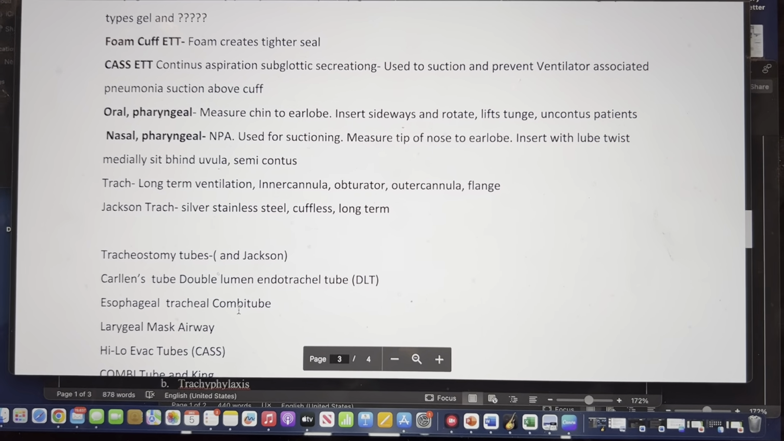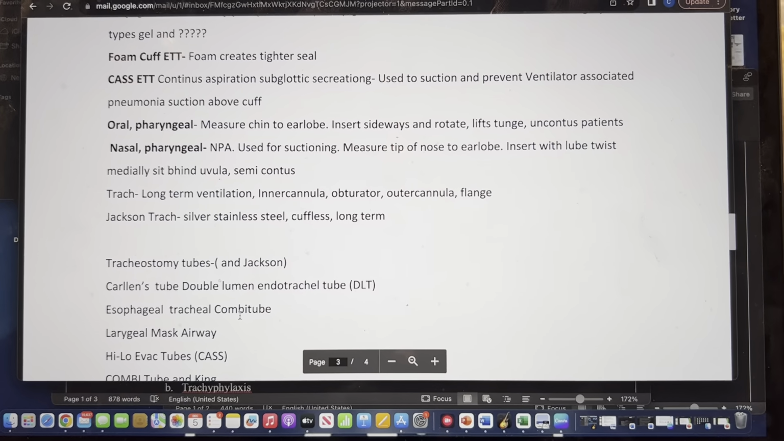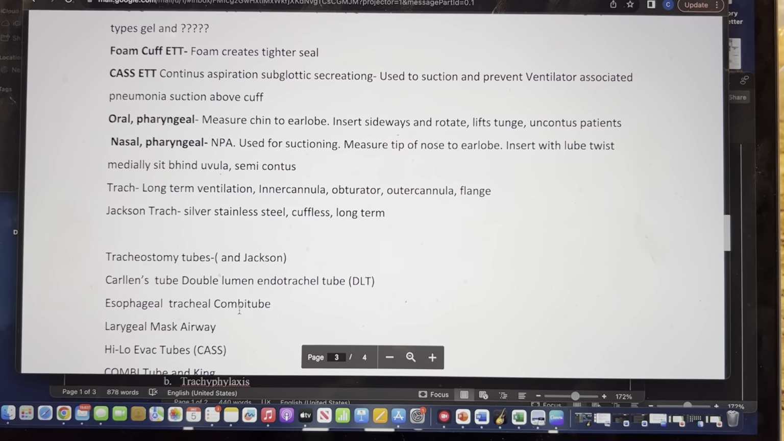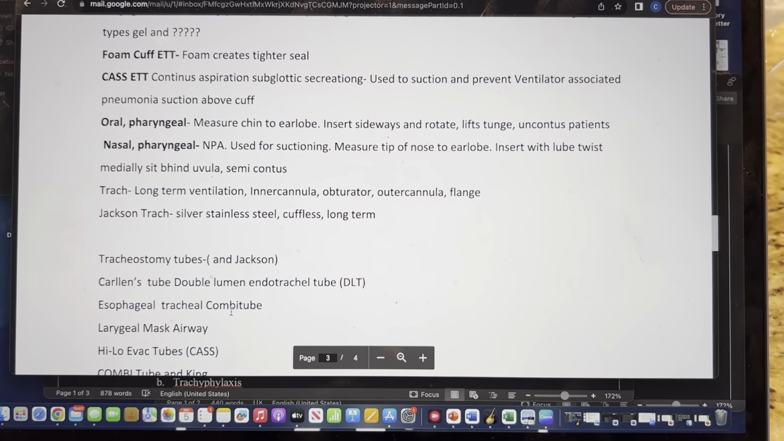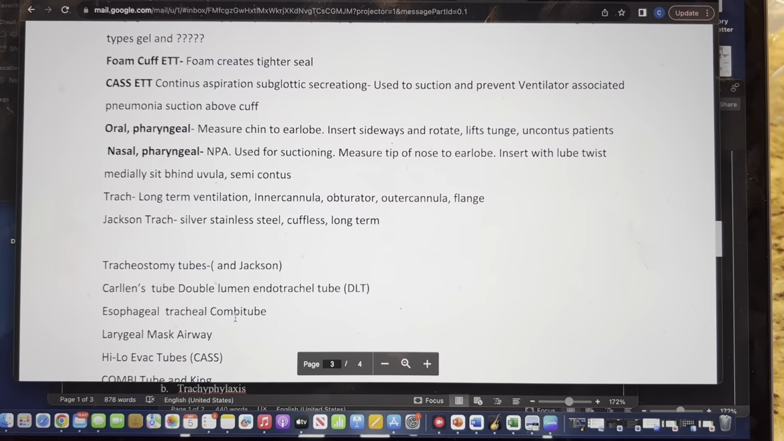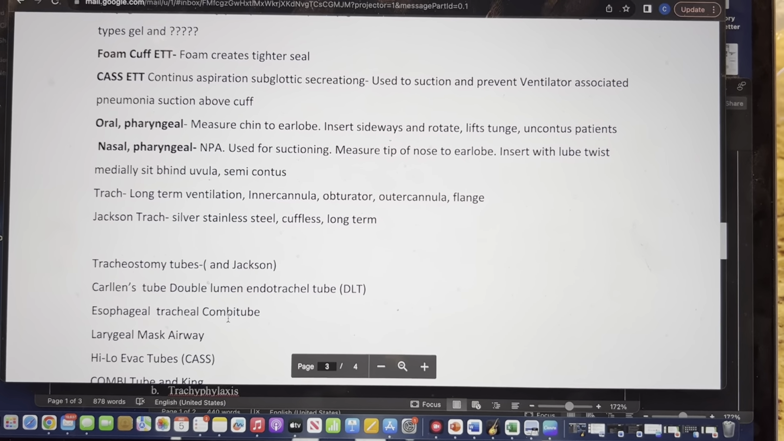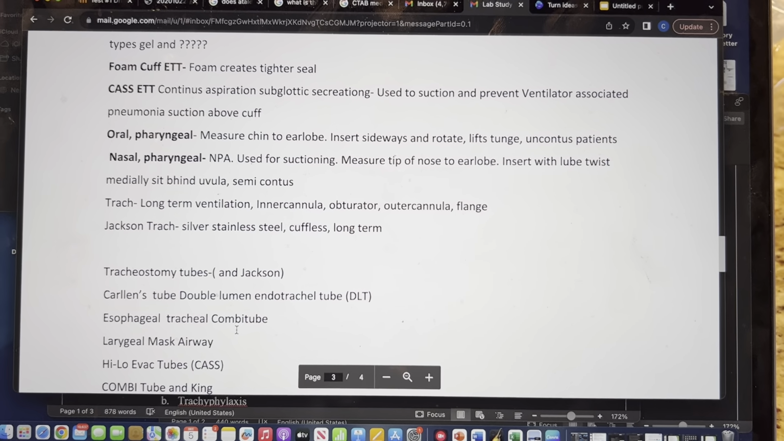CASS, high-low evac endotracheal tube, stands for continuous aspiration of subglottic secretions. The CASS endotracheal tube is used to suction and prevent ventilator-associated pneumonia. Suctioning is above the cuff.